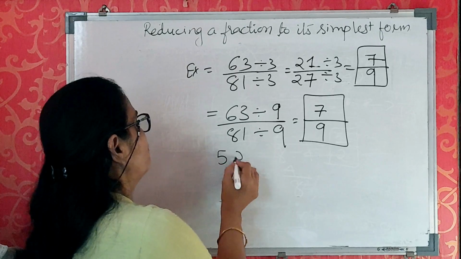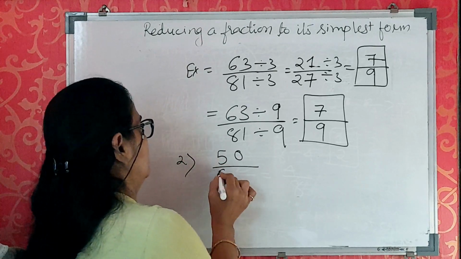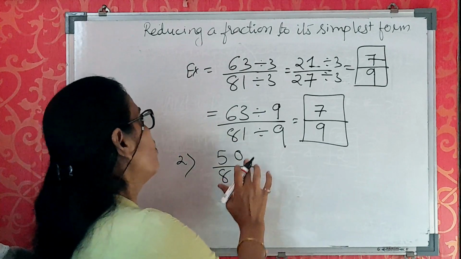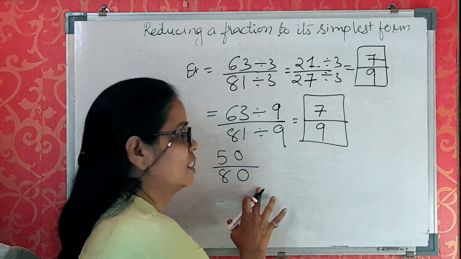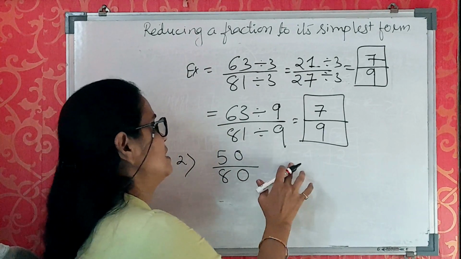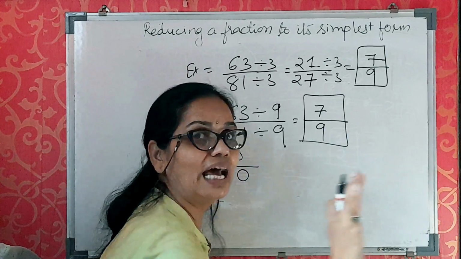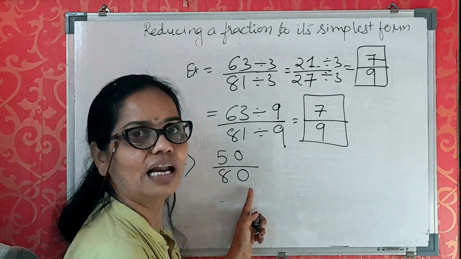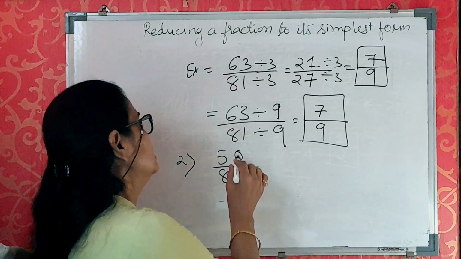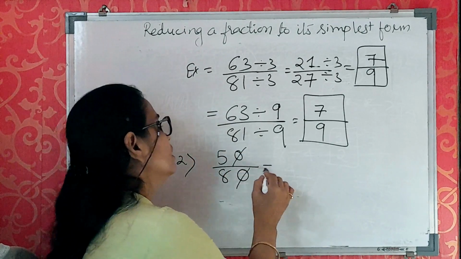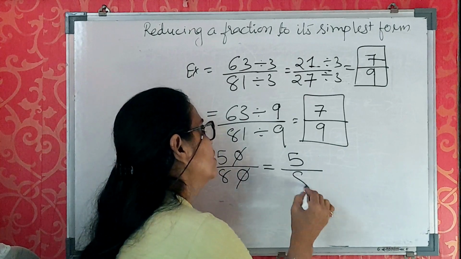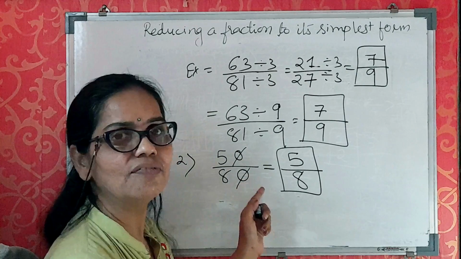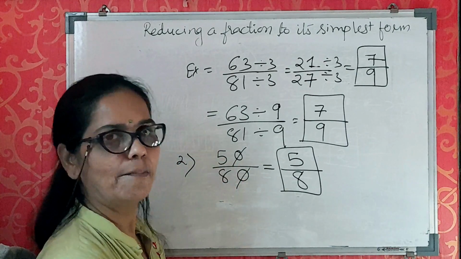Now suppose a second example. Suppose I am taking 50 upon 80. Here I am telling you a simple step. Though both are even numbers, you would try to divide by 2, 2, 2, 2. That we don't want. If the last digit of your numerator and denominator is 0, simply cancel it. Your answer after reducing is 5 upon 8. This is another skill which you should keep in mind.